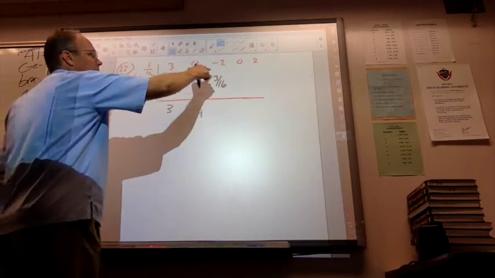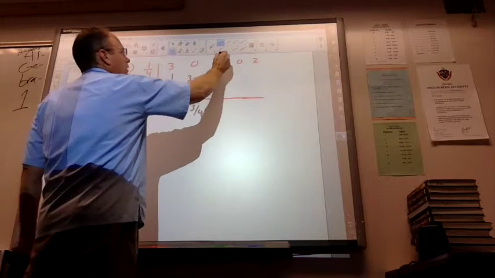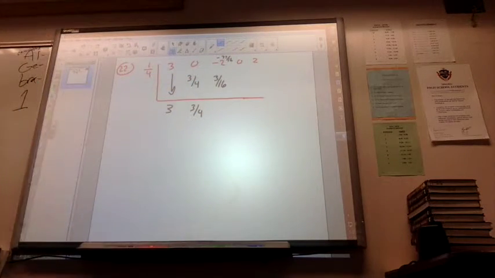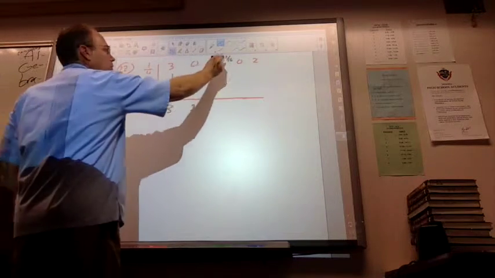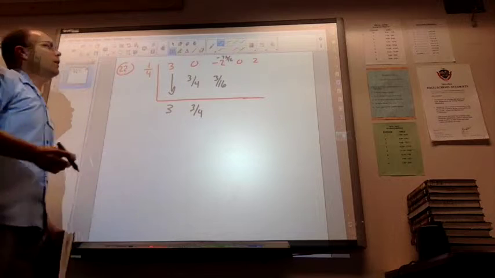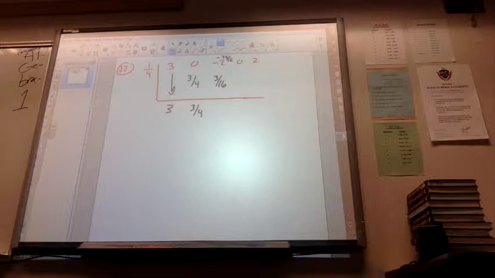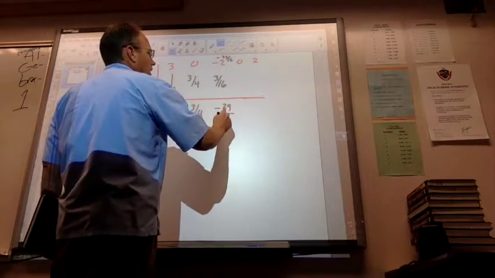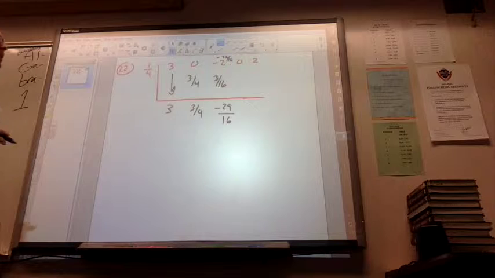So then we have to realize that -2 is actually the same as -32/16. So if I add -32/16 to 3/16, that's -29/16. -32/16 is the same thing as -2. Is that right? Now I'm going to multiply -29/16 times 1/4.